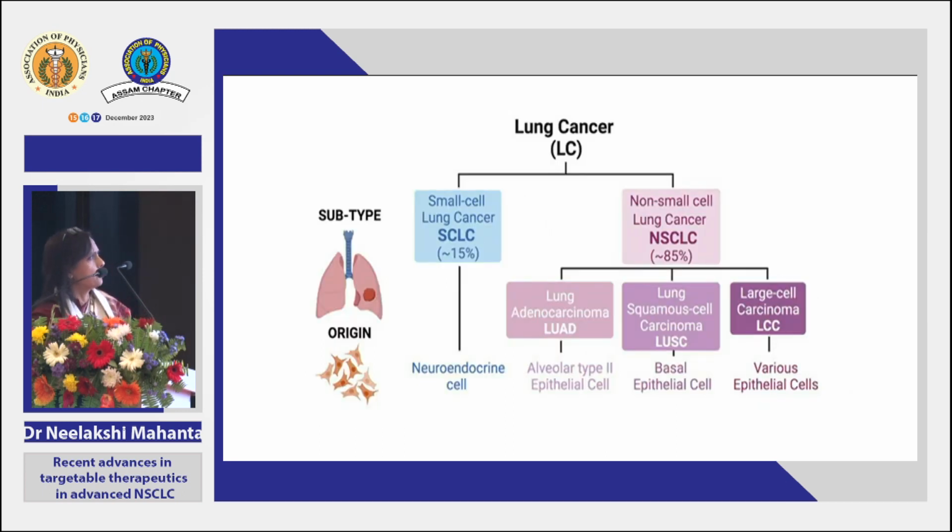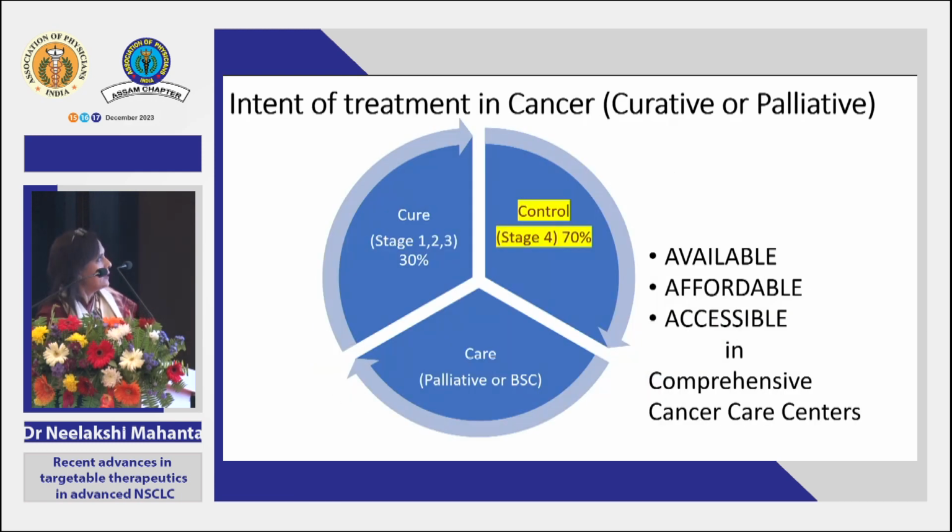So this is the broad classification of the histology of cancer, and lung adenocarcinoma is what we see majorly, apart from squamous cell carcinoma. Small cell has a completely different biology and treatment plan. So basically, these are the intents of cancer treatment. Either we can cure them if they are in stage 1, 2, and 3, or we can control them if they are in stage 4, or we can just give them the best supportive care, that is palliative care.